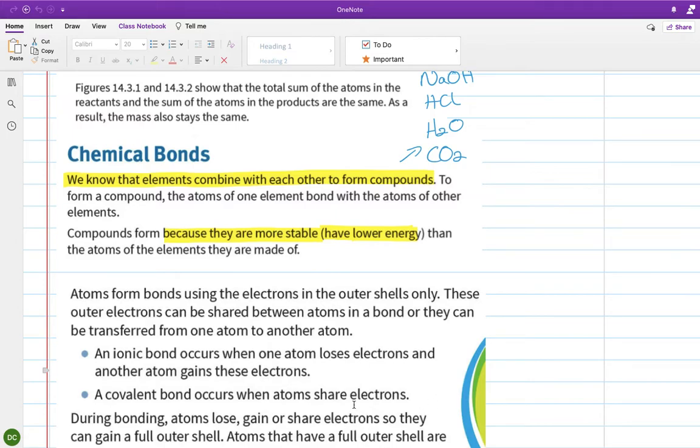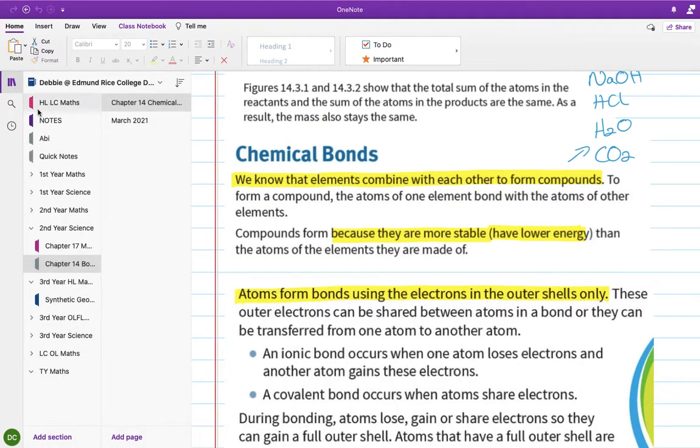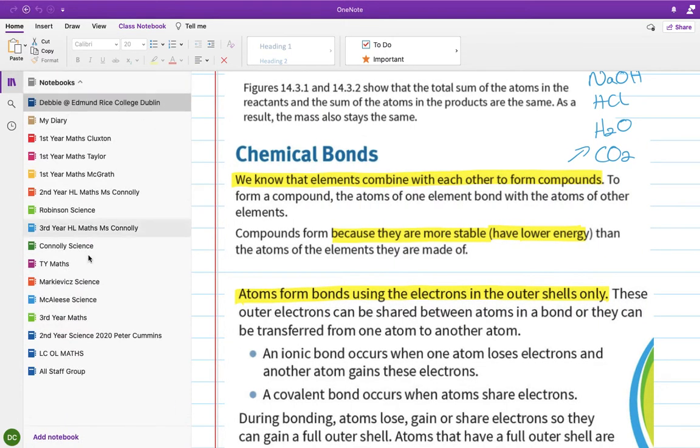Atoms form bonds using the electrons in their outer shell only. I'm pretty sure we did a little bit of work on bonding.